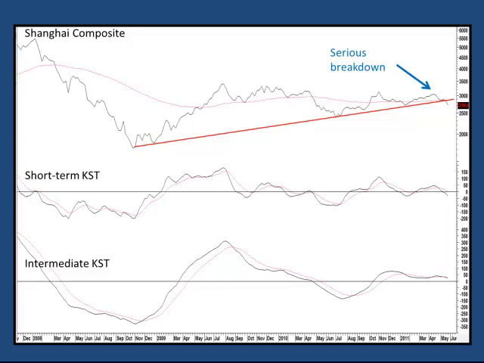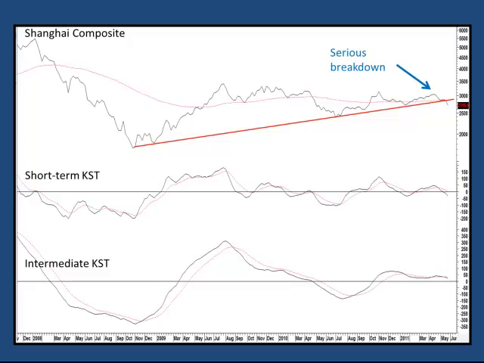In China's case, they're further along the business cycle than the US, and the central bank has been raising interest rates for a while. At some point that becomes a prescription for a bear market. And that's why I think last week's breakout will be a valid one.